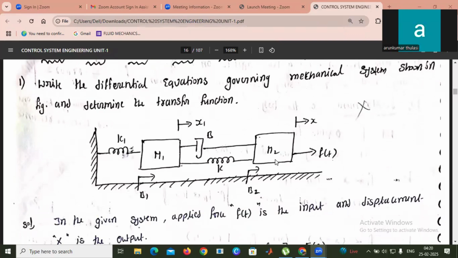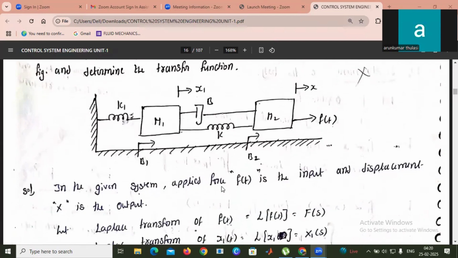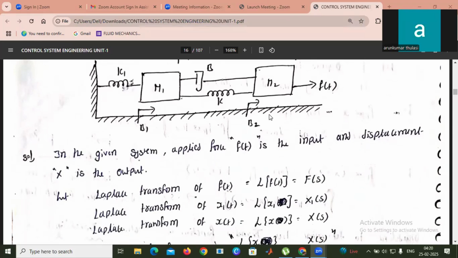In this, we have the two mass elements M1 and M2. We have different elements that apply forces on the masses. From this diagram, we need to find the transfer function, that is X(s) by F(s), output divided by input with respect to Laplace transform. So first we need to identify which one is input and which one is output.